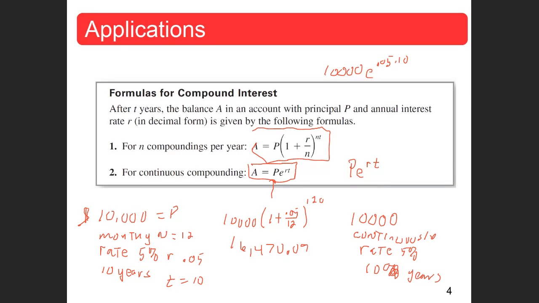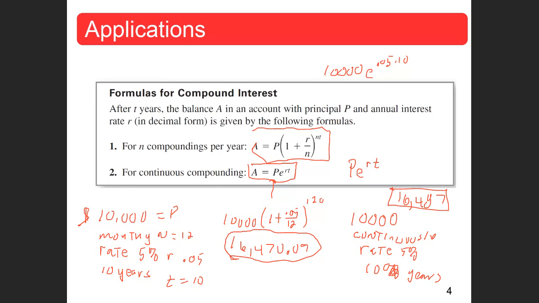Now, I know it's going to be really close to this. It's going to be a little bit more because when you compound continuously, you will get a little bit more there. So my answer should be 16,487. So this should be my answer if it's continuous.